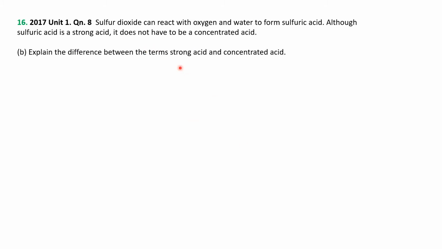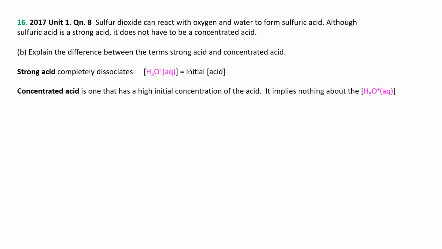Sulfur dioxide reacts with oxygen and water to form sulfuric acid. Although sulfuric acid is a strong acid, it doesn't have to be concentrated. So we've actually answered this question previously, just from the other perspective. A strong acid completely dissociates, so the concentration of H3O+ is the initial concentration of the acid. A concentrated acid is one that has a high initial concentration of the acid. It implies nothing about the H3O+. Strong acid is talking about the acid. Concentrated is just talking about the particular solution you're looking at.